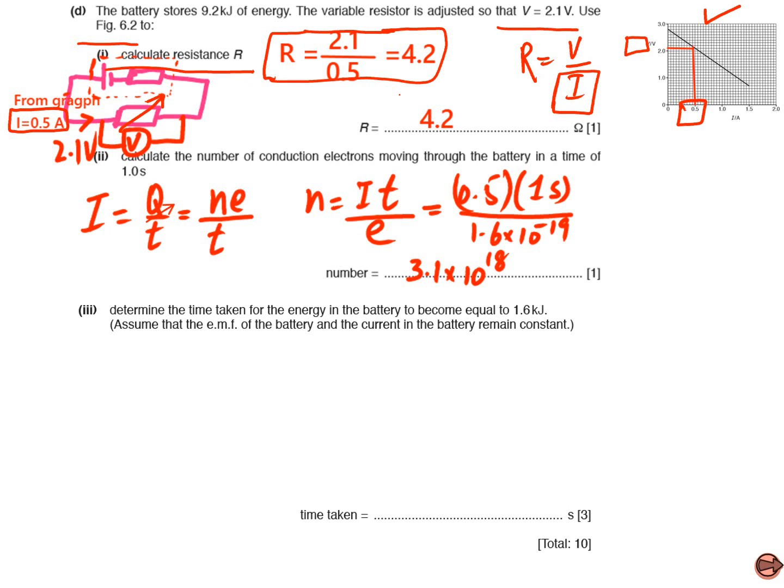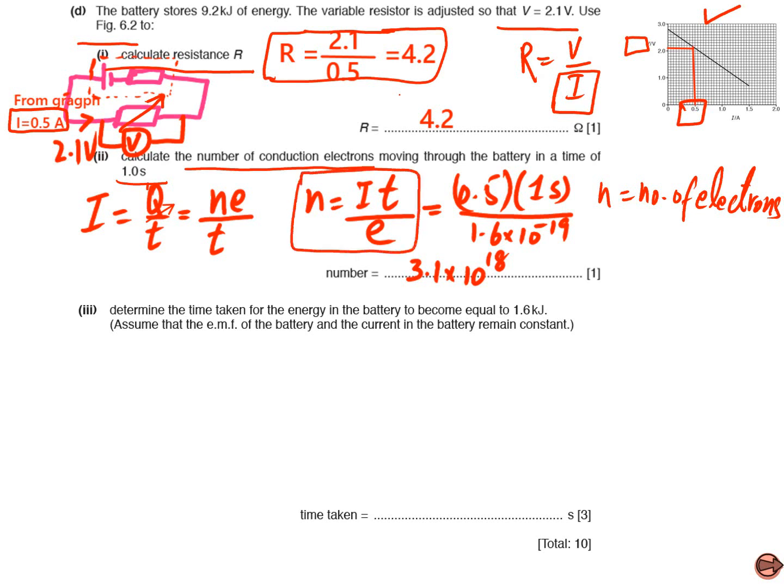Next, let's move on to the second part now. In the second part, we need to calculate the number of conduction electrons in a time of 1.0 second. So I is equal to Q over T, and Q is the total charge, and Q can be written in the form of NE. N here is the number of electrons, and E is the charge on a single electron. We need to find N, so we can rearrange this in this form.